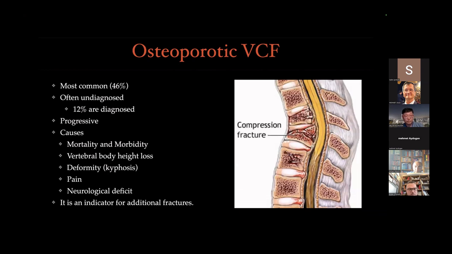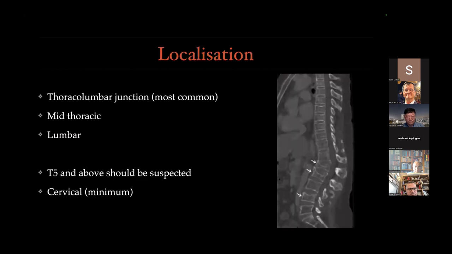There is also vertebral body height loss and deformity, sometimes kyphotic deformity. The first and main problem for these patients is pain. The thoracolumbar junction is the most common localization. But if we see compression fractures at T5 and above, we should suspect they can be osteoporotic fractures.